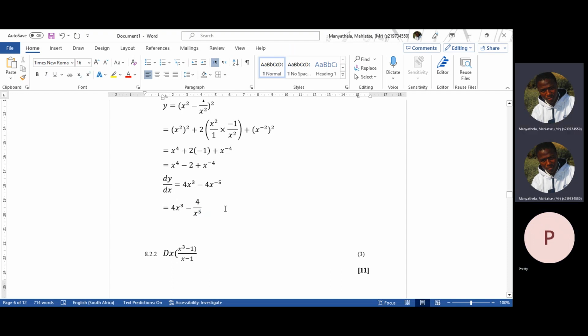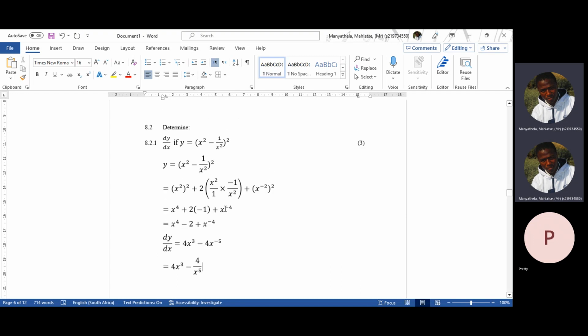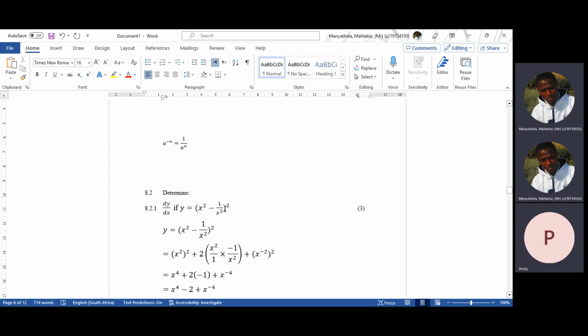So the final answer is like that. Write it as a positive exponent. You know that a to the exponent negative n is equal to 1 over a to the exponent n. So if you have a to the exponent negative n and you want to write it as a positive exponent, you're going to say 1 over a^n.